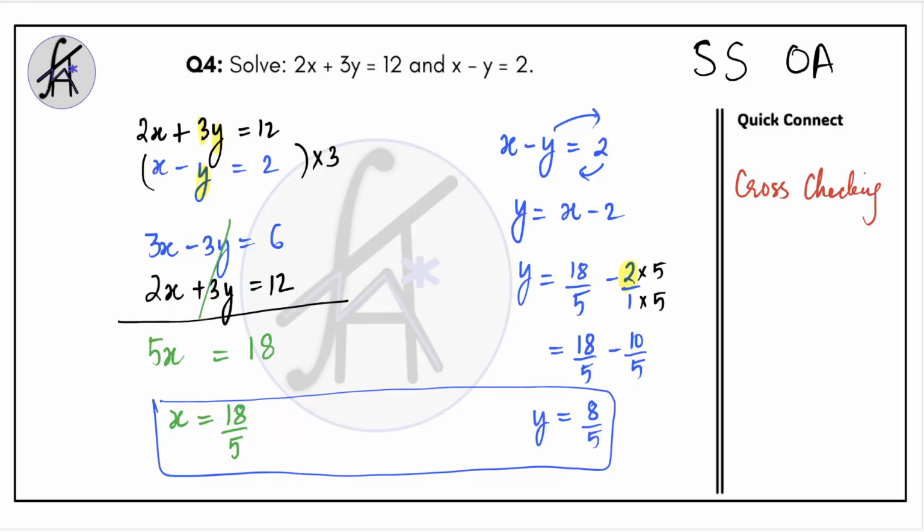So x minus y equals 2. Let's do the left hand side. x is 18 fifths and y is 8 fifths. So 18 take away 8 is what? Isn't it 10? 10 fifths, and that is 2. And that's what our right hand side was. So yes, these solutions are correct, and yeah, I hope that makes sense. Thanks.